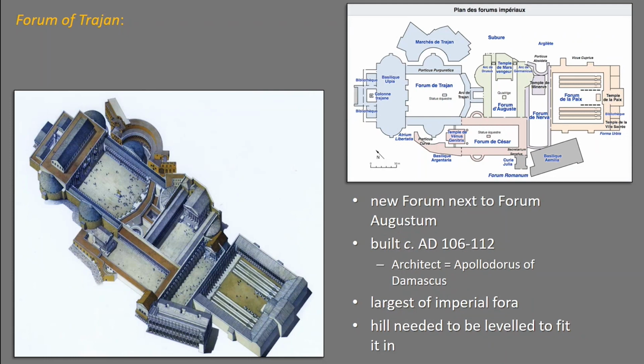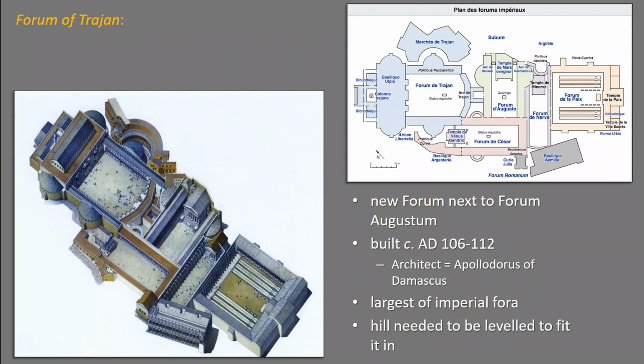Also on the slopes of the hill, we have the Mercati Traiani, which don't strictly belong to the forum, but were built at the same time. So this huge complex was built on the order of Trajan by the architect Apollodorus of Damascus, one of the very few names of architects we actually have for ancient Rome.